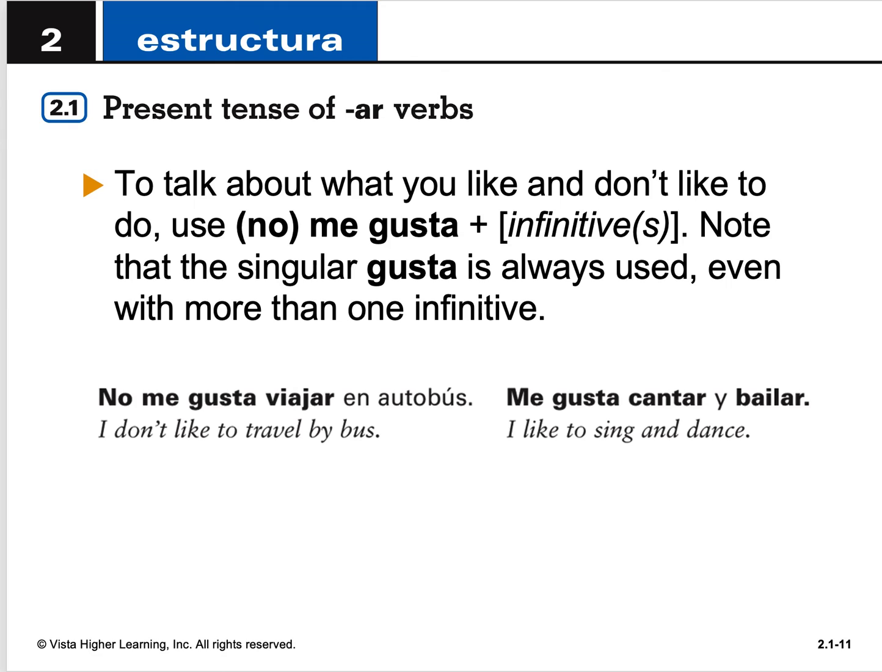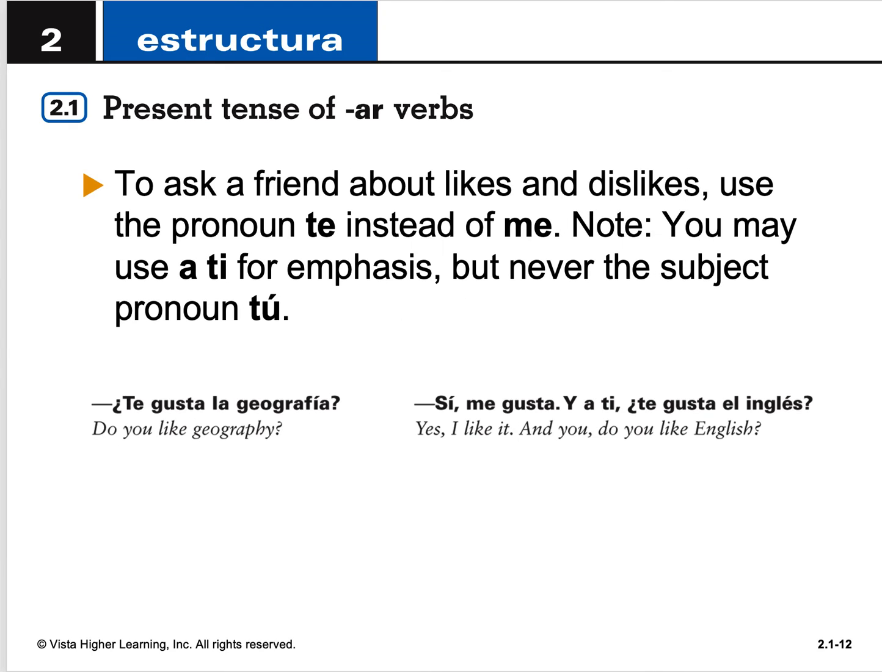If I wanted to say, me gusta cantar y bailar, notice that cantar and bailar are in their infinitive forms because they're coming after gusta. Now, this is not necessarily followed through in other places, but it doesn't matter how many you have after gusta, they are going to remain in the infinitive form.